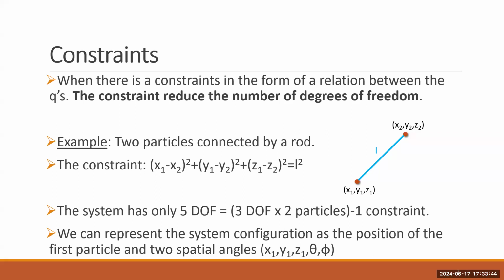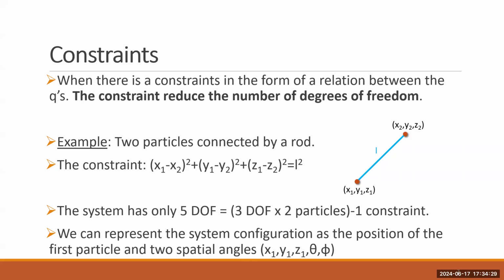Each of them can move freely, but I connect them with a rod of length L. And therefore, I have a constraint now that the distance between these two particles is L. Therefore, instead of the 6 degrees of freedom that I had when I had two particles, now I have only 5 degrees of freedom. You see, 3 degrees of freedom times 2 particles minus 1 constraint.